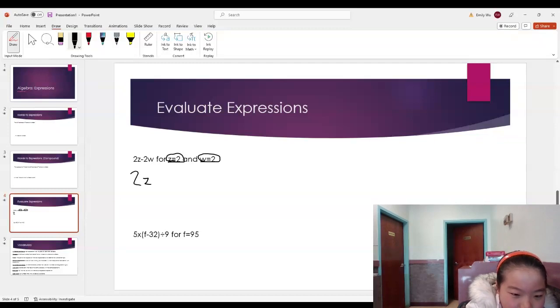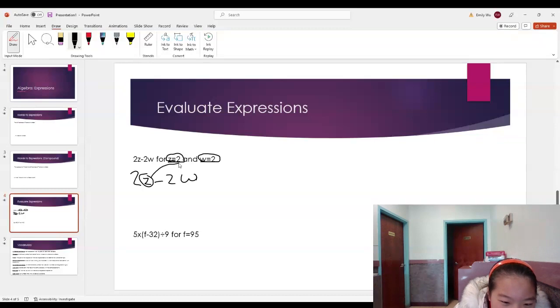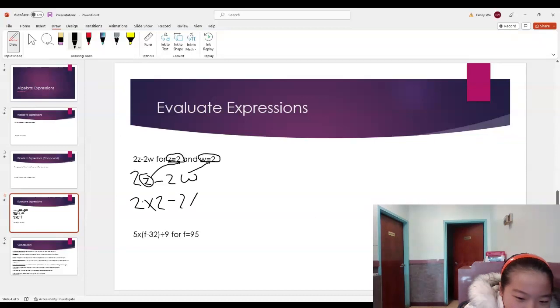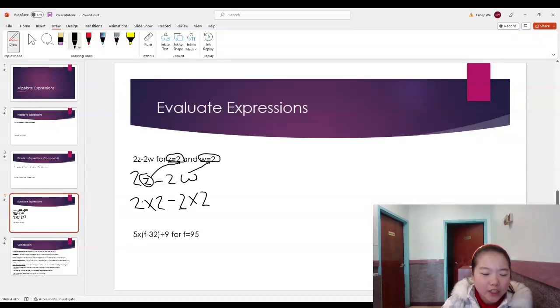Z 2 minus by 2w. So to solve it, you know that this z right here represents 2. And w also indicates 2. So this will be like this: 2 x 2 subtracted by 2 x 2. Do you know why it is multiplication? Just because it is an unknown number, it is always multiplied with it.